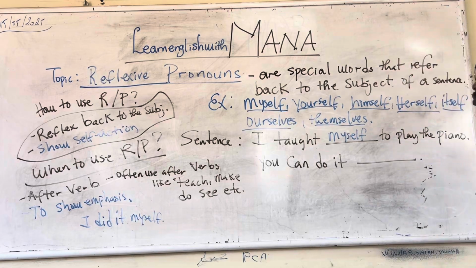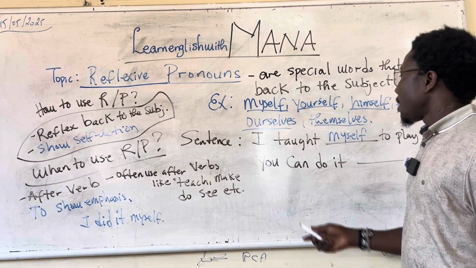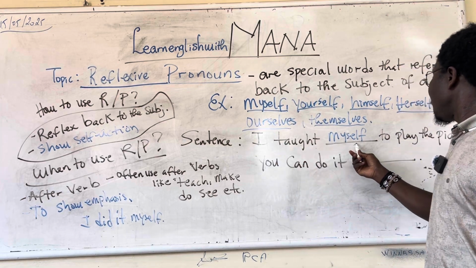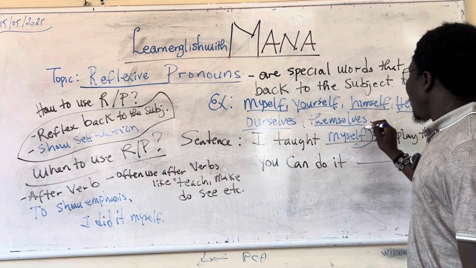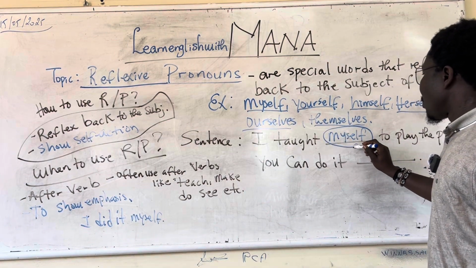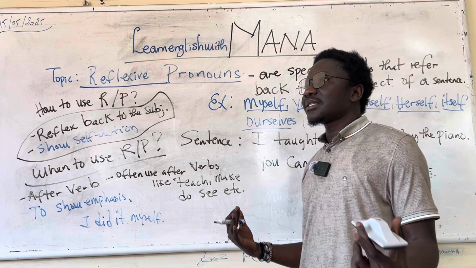Great. So we'll write some sentences so we can look at them and see how we can make it much easier. I taught myself to play the piano. So this particular word, myself, becomes our reflexive pronoun. So in other words, a reflexive pronoun looks this way.